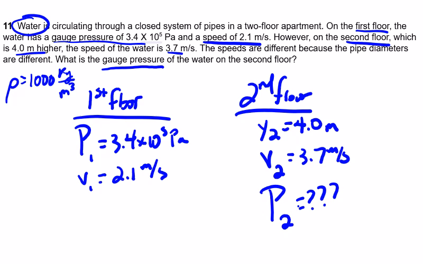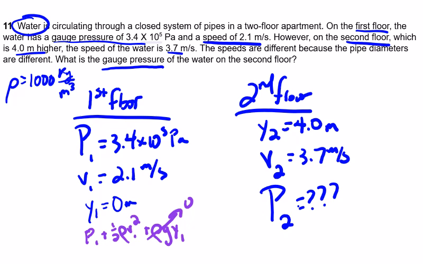The only extra thing I would mention is it says the second floor is 4 meters higher than the first floor. That means technically we also know Y1 is 0. So as I get ready to set up the equation, just write all the parts. We've got P1 plus 1/2 rho V1 squared plus rho g Y1. And technically this is going to just become 0 because there is no Y1, should equal P2.